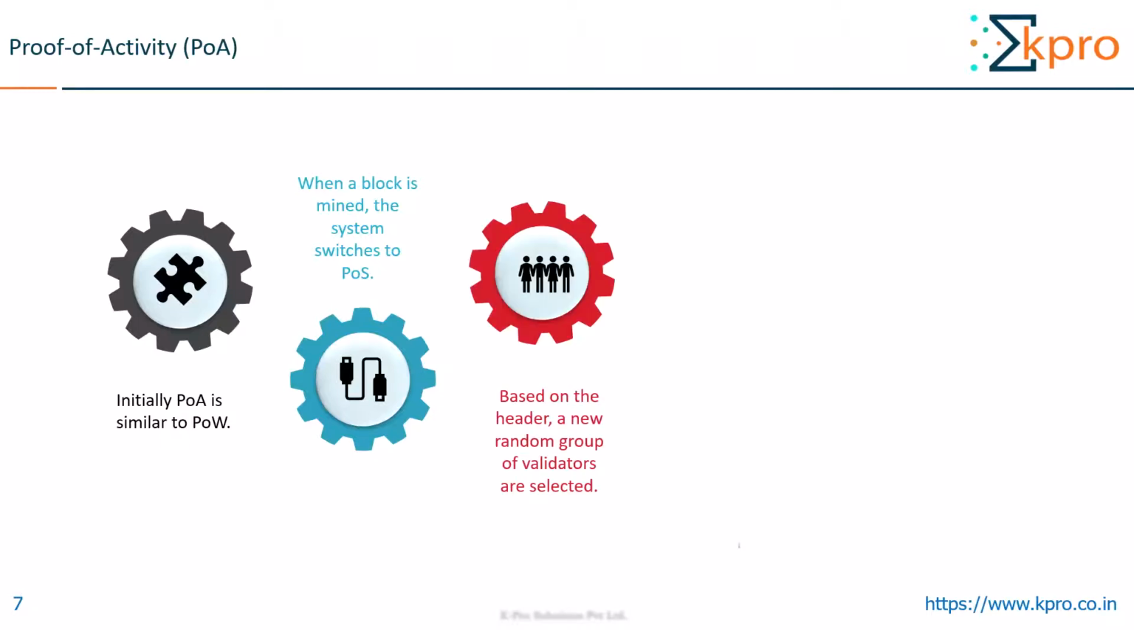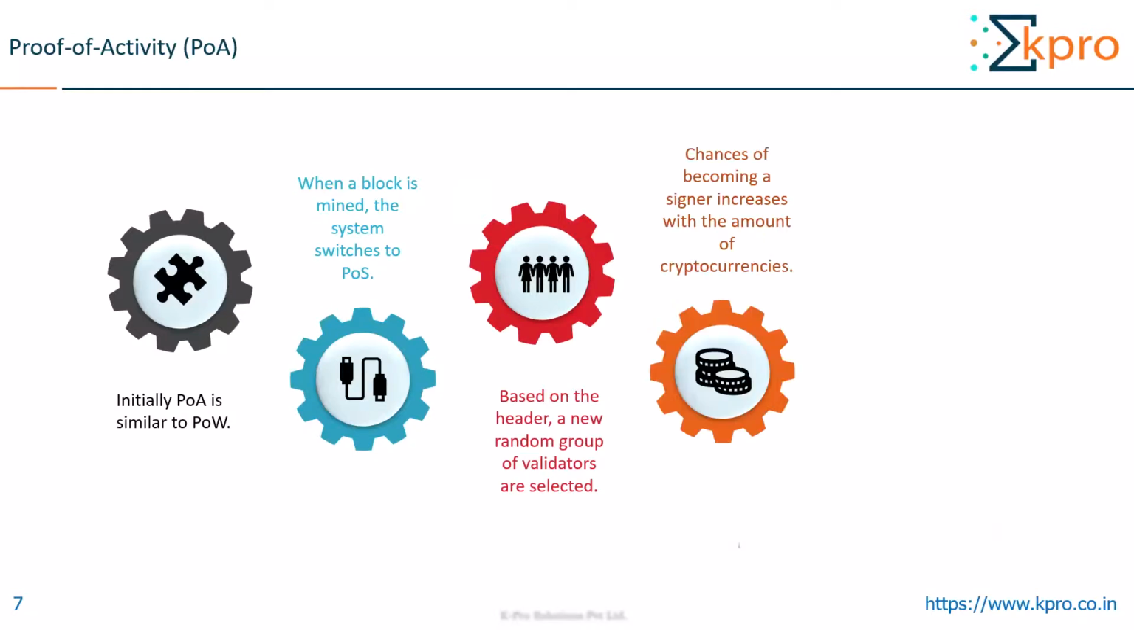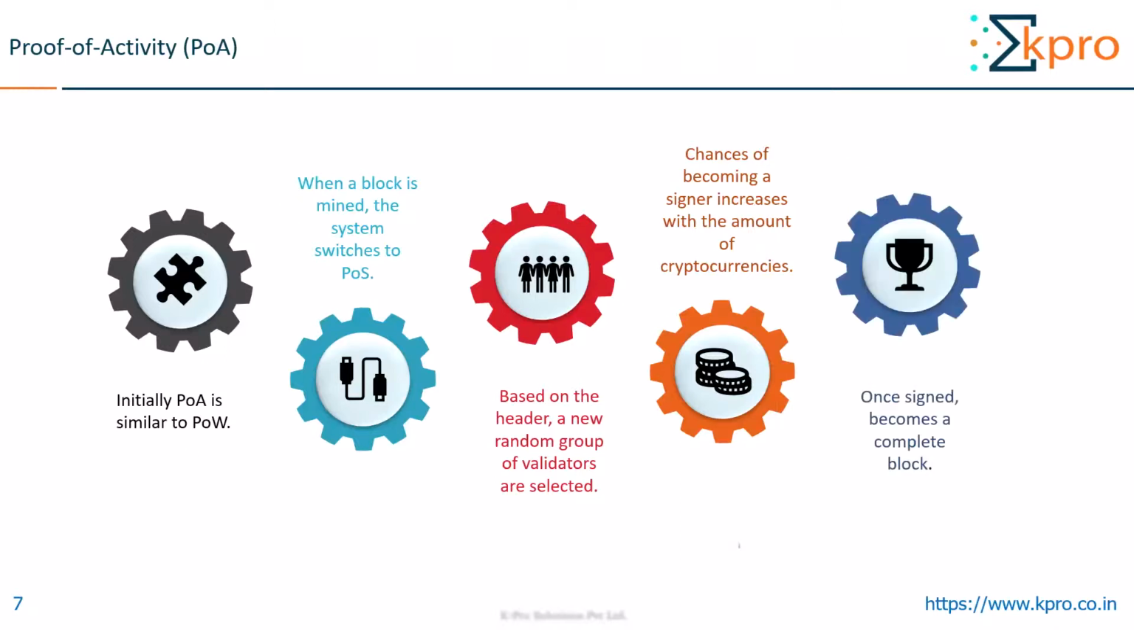Based on the header, a new random group of validators is selected who are required to validate and sign the newly mined block. Here, the chance of becoming a signer increases with the amount of cryptocurrency the validator owns because it switches to the proof of stake mechanism. Once the validator signs the new block, it attains the status of a complete block and gets added to the blockchain. So this is basically what the proof of activity consensus mechanism is.